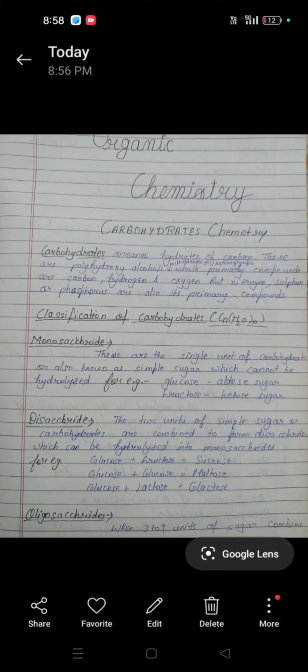In today's class, we are going to discuss carbohydrate chemistry. First of all, we will discuss carbohydrates. So what are carbohydrates? Carbohydrates means hydrates of carbon. These are polyhydroxy alcohols with aldehyde or ketone groups, whose primary components are carbon, hydrogen and oxygen. But nitrogen, sulfur or phosphorus can also be components.